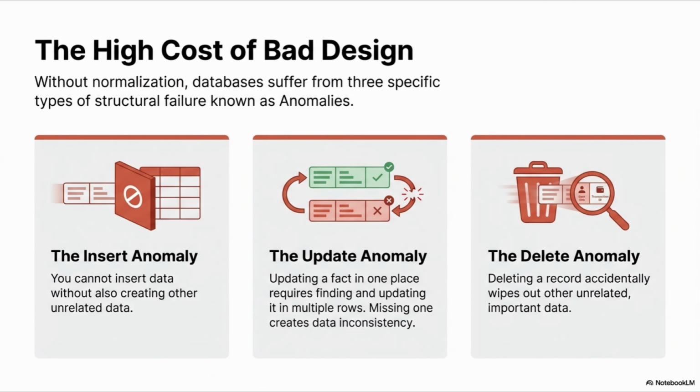Let's walk through those, because I think actually feeling the pain of these anomalies makes the whole solution make a lot more sense. Let's start with the insert anomaly. Okay, imagine a simple flat table. You store everything about a university in one big sheet. You've got columns for student name, course name, professor, and so on. An insert anomaly is when you literally cannot record a fact because the table structure itself fights you.